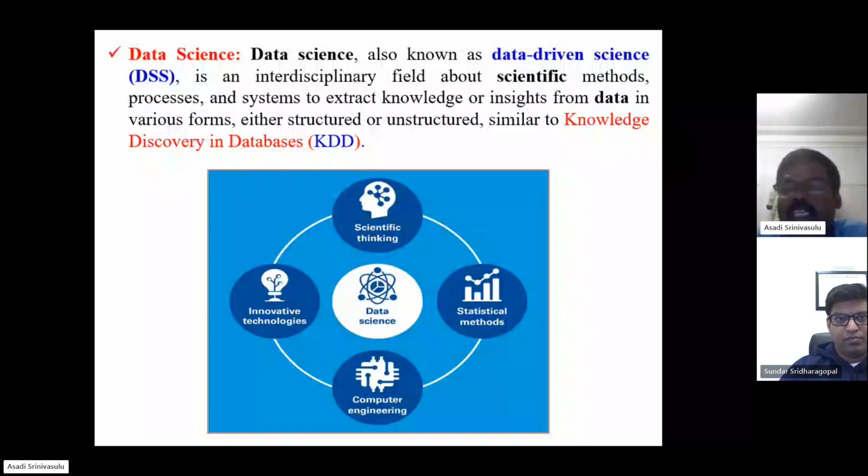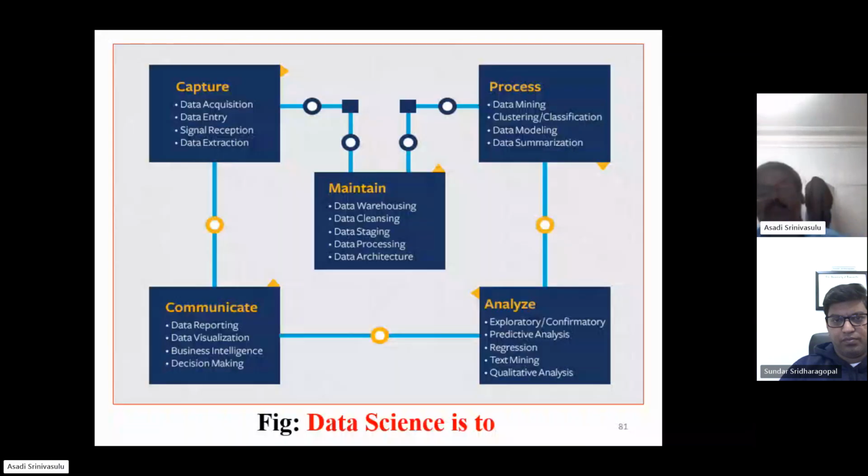So innovative technologies like generative AI are nowadays innovative technologies. Data science has 5 steps, starting with capturing the data. How do you capture the data? Through data acquisition of audio, video, text, graphics, animation kind of data, data entry, signal reception, and data extraction. Once you capture the data, we maintain it in data warehousing.